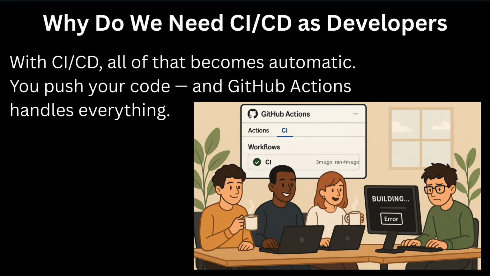It's not just about saving time, it's about trust. You can trust that every new change will be tested, built, and deployed the same way every time, and that's what makes professional teams so efficient. They let automation handle the boring stuff so they can focus on building great products.